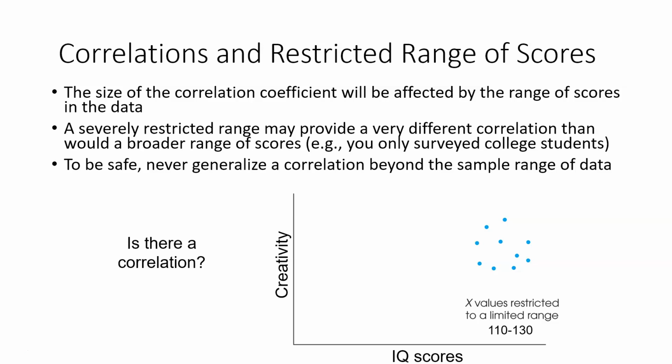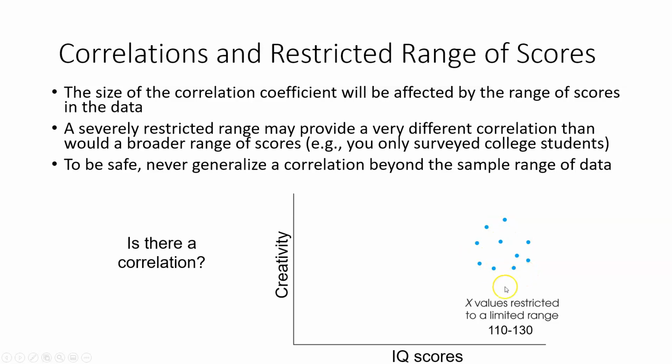Another caution that we need to understand about correlations is that if we're using a restricted range of scores, we can't really draw generalized conclusions. The size of the correlation coefficient is going to be affected by the range of the scores that we have measured in our data. A severely restricted range may provide a very different correlation than would a broader range of scores. For example, if you only surveyed college students, then you might see that there's no relationship between IQ scores and creativity. As you can see here, we have just what looks to be no relationship at all.